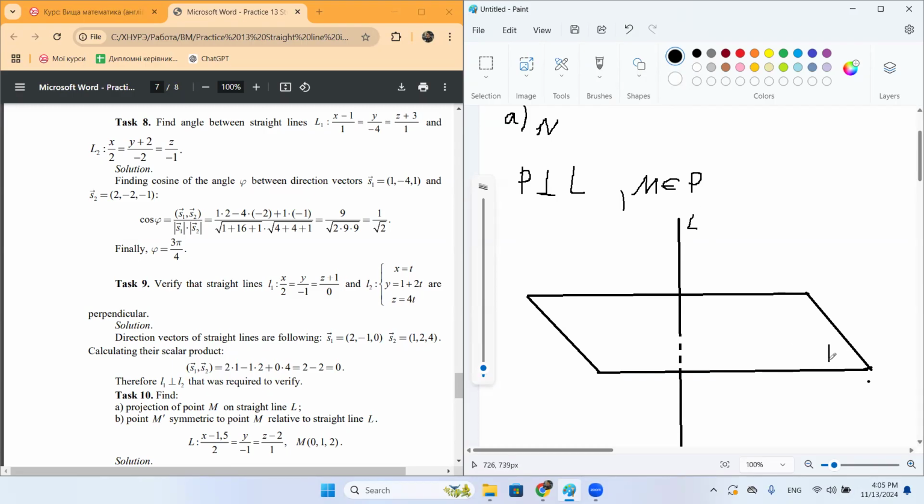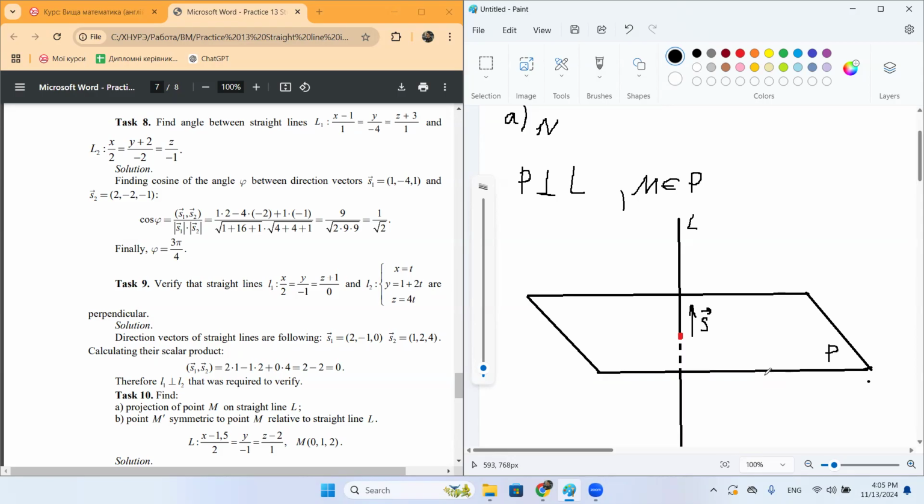L, P, and their intersection point. This is the direction vector of straight line L. So how can we find the normal vector of plane P? So what does normal vector mean? What do you remember about it?